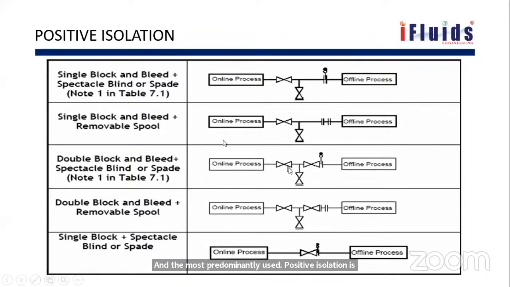This is most predominantly used and it is considered much safer because you have a valve here. If the valve is passing, you can check the valve passing from this drain point. So this is much safer than other processes. And it is mostly given in most critical, high temperature, highly toxic, high pressure units. So such process lines will have such an isolation setup.